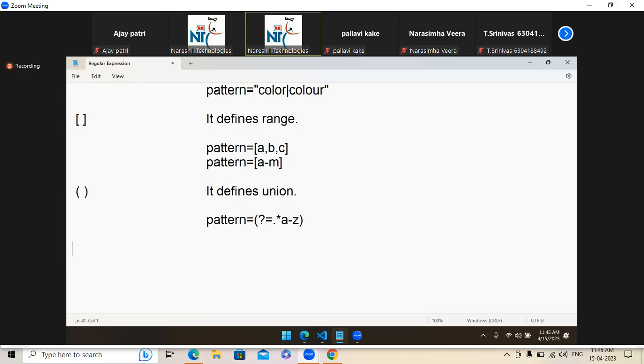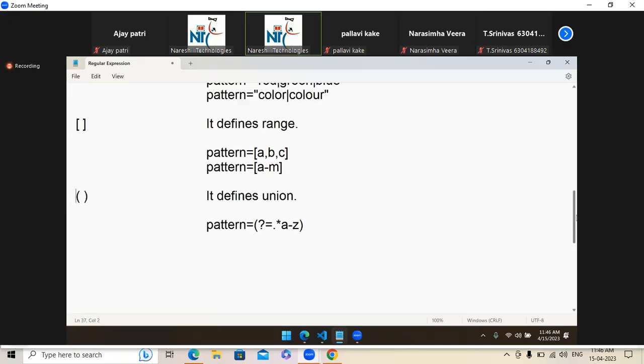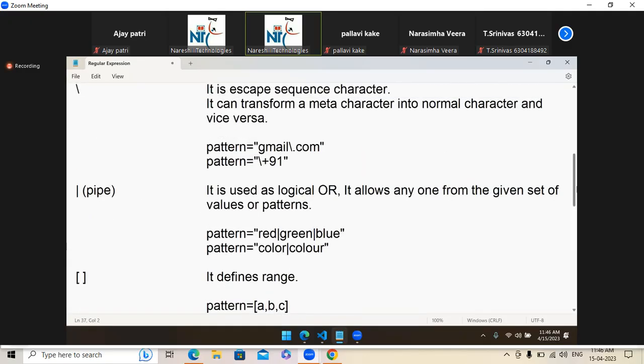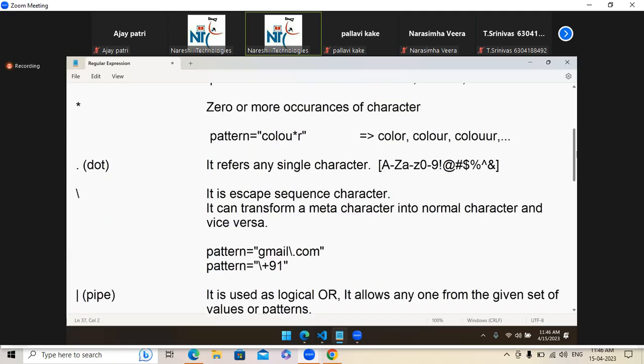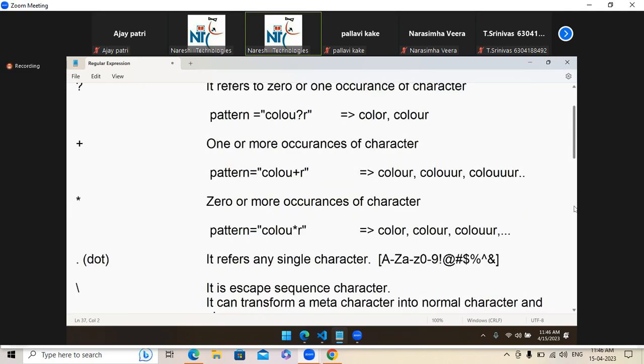And very important, because these parentheses are used in union, you cannot write parentheses anywhere. If anywhere I need a parenthesis, then I have to write it with an escape sequence. Escape sequence, I will show. So in the meta characters, these are special characters: question mark, plus, asterisk, dot, slash, pipe, and square.